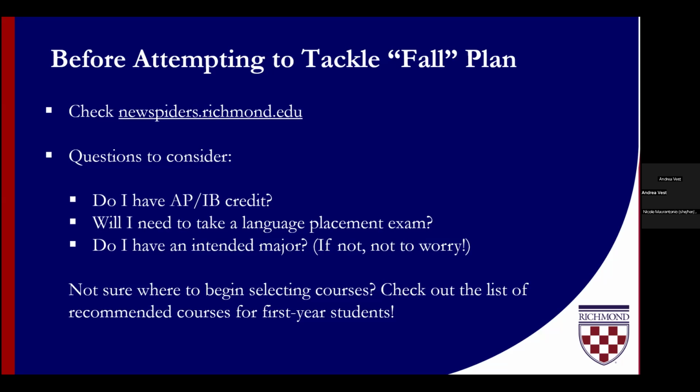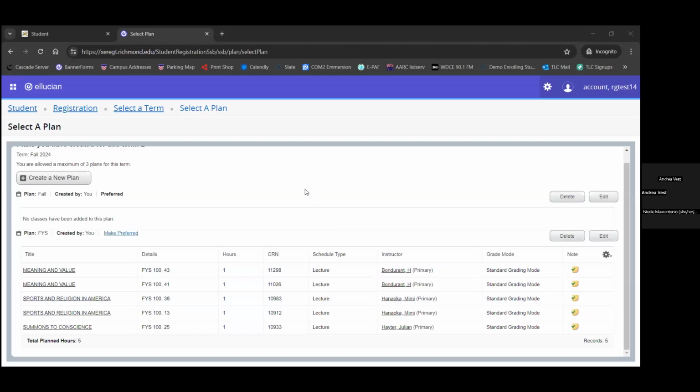If you don't have an intended major, don't worry, it's still quite early. And then finally, if you're not sure where to begin selecting courses, the Office of the Registrar has created a list of recommended courses for first-year students. So this is also a valuable resource. Again, one that will be linked at the very end of this presentation. So now moving back into Banner, once we've considered these questions, we're going to start building that fall plan.